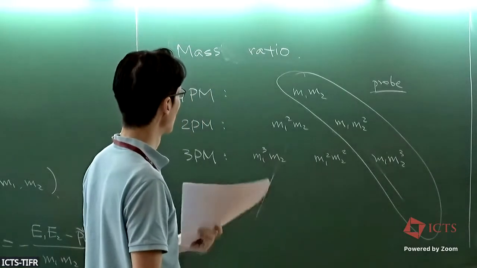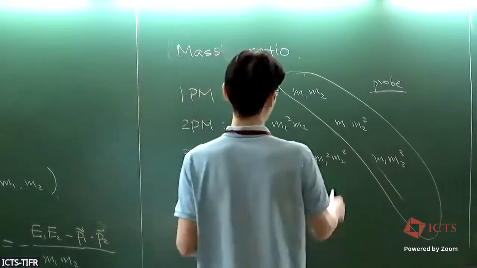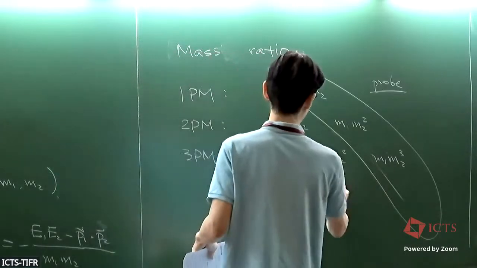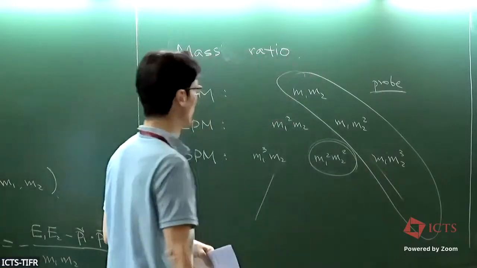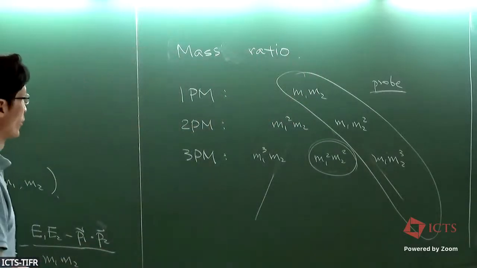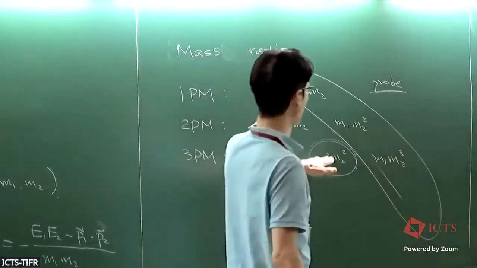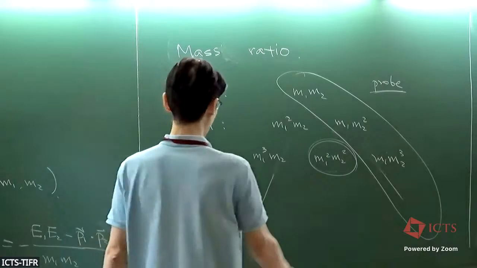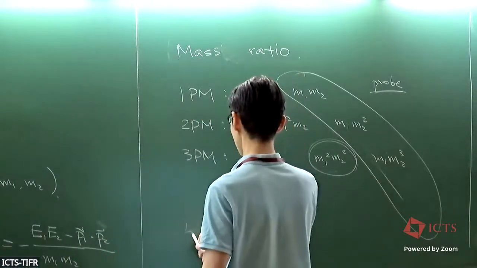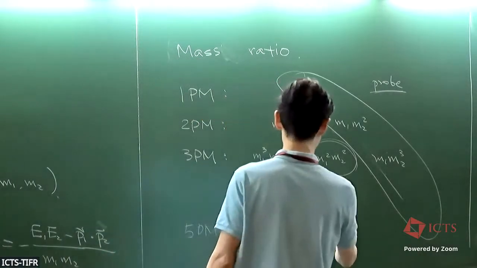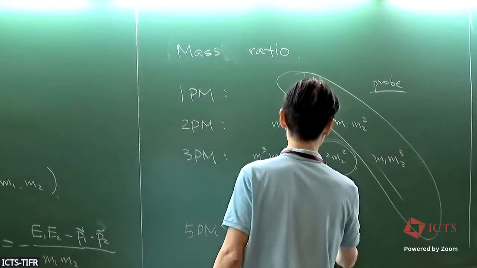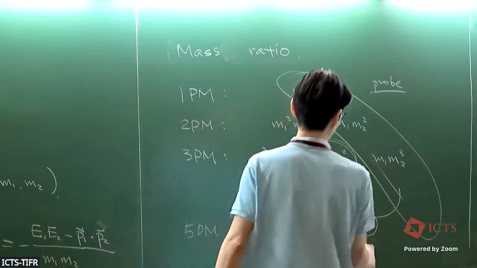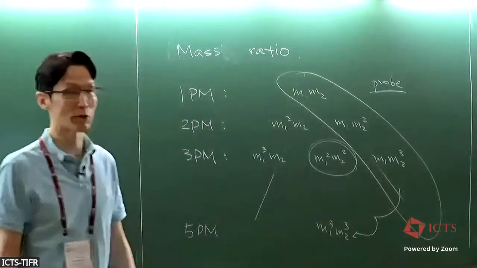In that regard, something non-trivial begins to enter at 3 PM, where there is a term that you cannot compute from this probe picture. And something more serious appears at 5 PM, where you get m1 cubed, m2 cubed, which is like 2 steps away from this source probe picture.